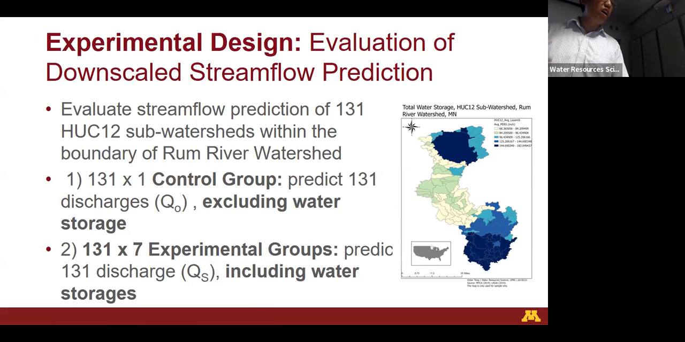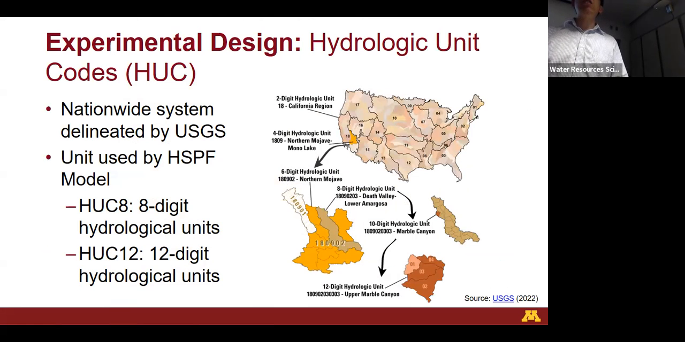The second part will be, after I'm done with the testing of total water storage, I will test inputting the downscaled water storage from HUC 12 to HUC 8. And you will hear HUC 12 and HUC 8 a lot. HUC is the hydrologic unit code, a national system delineated by the USGS. HUC 8 means the 8-digit hydrological unit of the watershed, and HUC 12 will be the sub-watershed within the HUC 8 watershed.